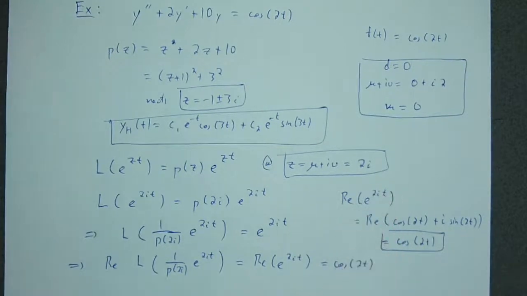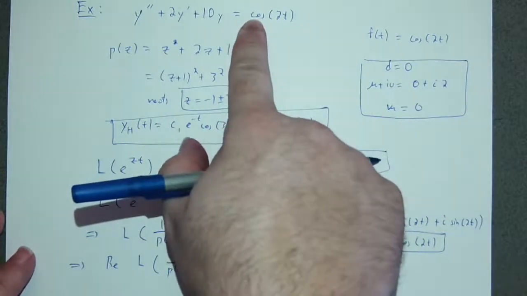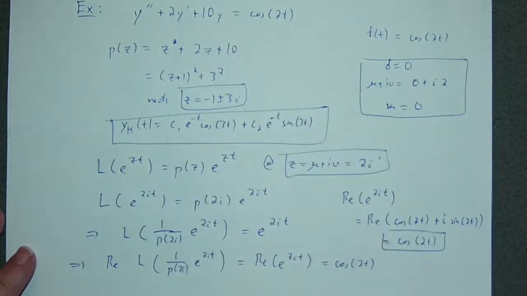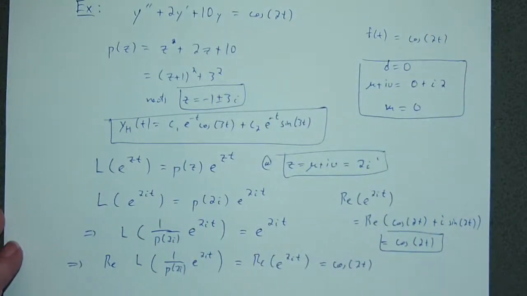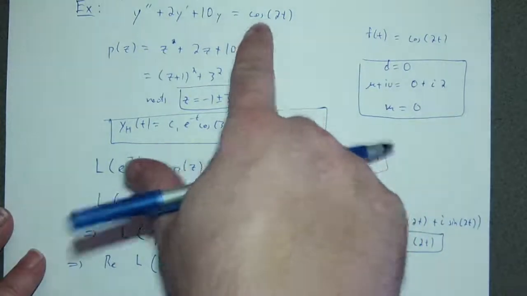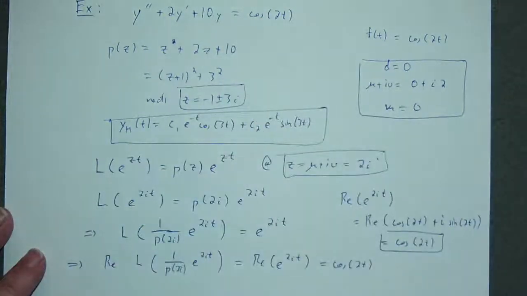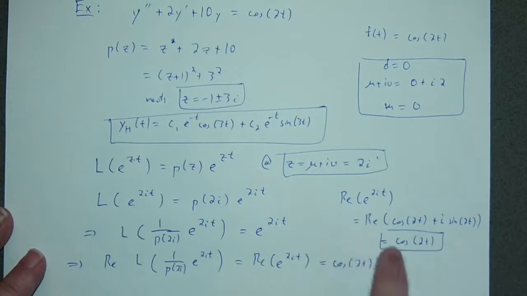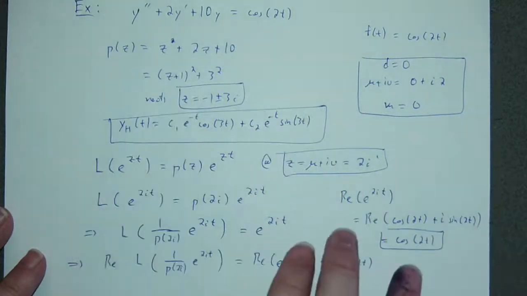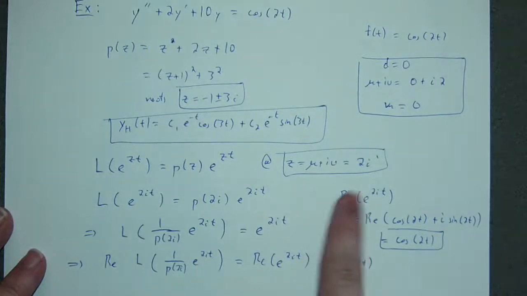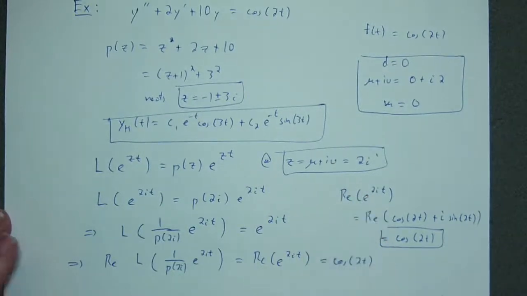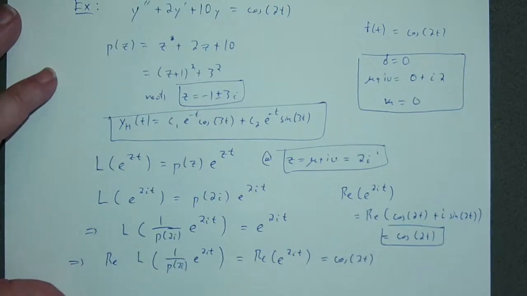Now, let's pause for a second. What if this was sine of 2t? What would I have done here instead? If I wanted this right-hand side to be sine of 2t instead of cosine of 2t, instead of taking the real part here, I would have taken the imaginary part. So this process would be exactly the same, but at this step, I would take the imaginary part rather than the real part. Okay, so this is what I get.